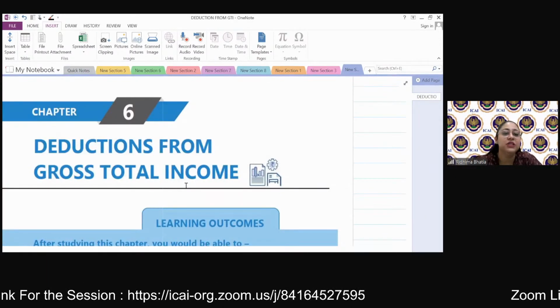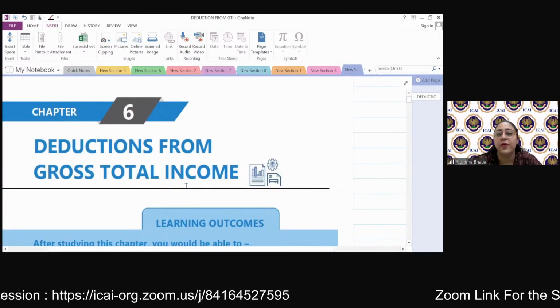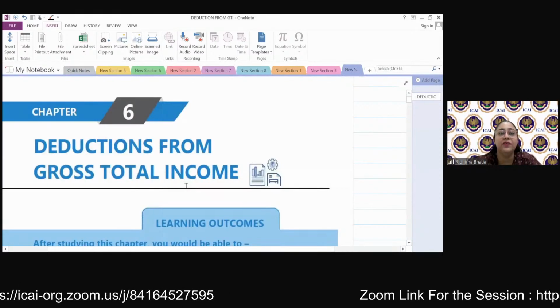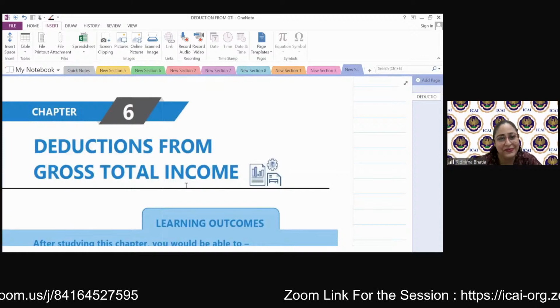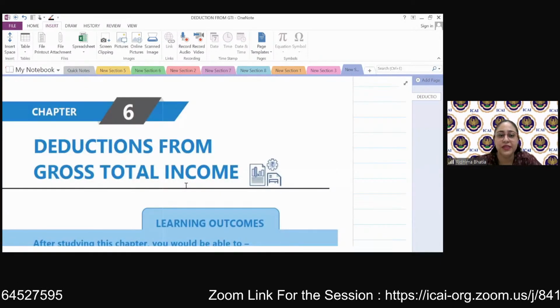Today, we'll be revising deductions from gross total income. This is one of the very important chapters because a question from a standalone basis or from a total computation basis can definitely come. If you are thinking of missing a chapter, don't try to miss this. So, welcome to the class today and let's begin once you're settled in.